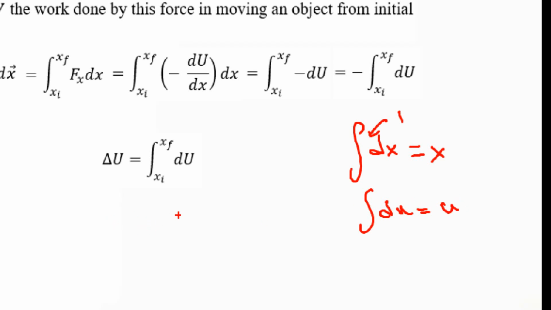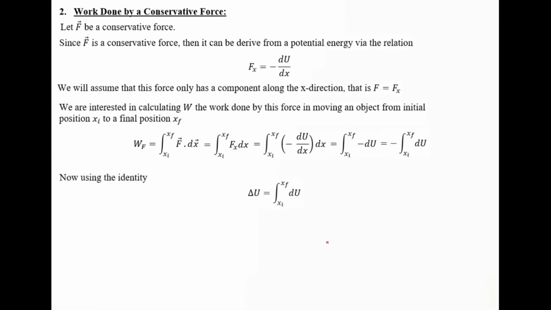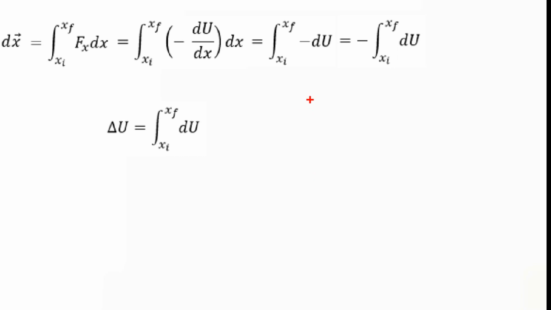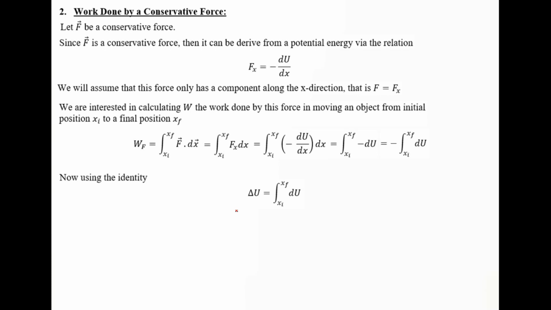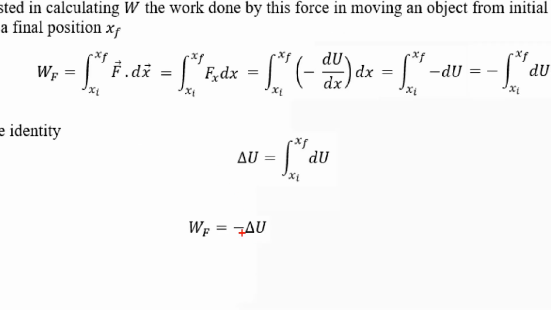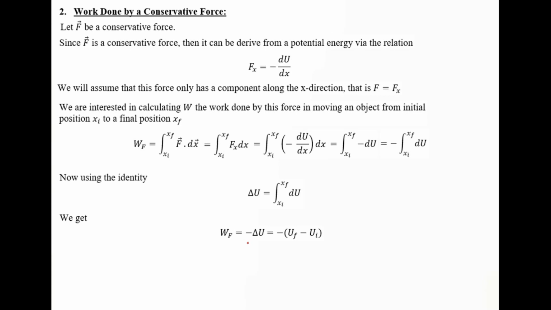Now here if we set the boundaries between initial and final, if we're integrating from an initial value to a final value of dx, that would give us delta x. For this reason, because we're integrating U from an initial value to a final value of dU, that would be delta U, which means that the work done by a force, if this force is a conservative force, can be written as the negative change in the potential energy, and we know that the change is given by U final minus U initial.